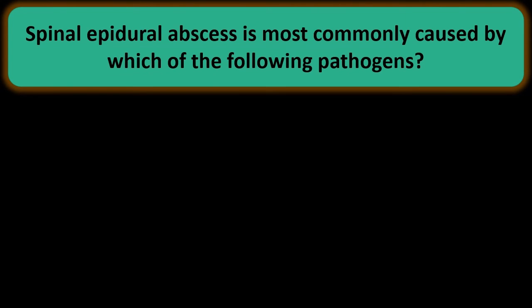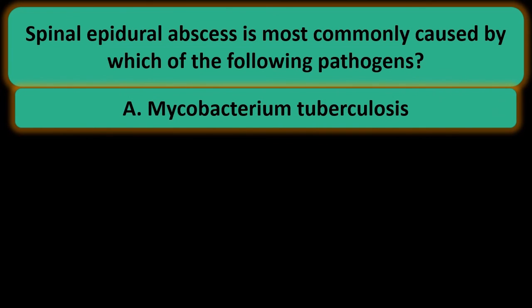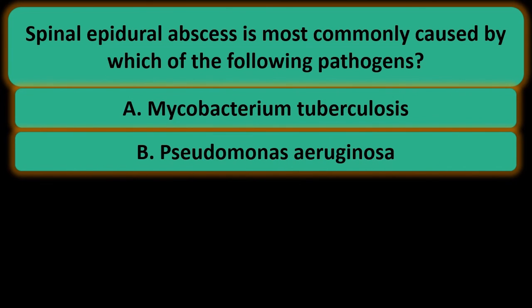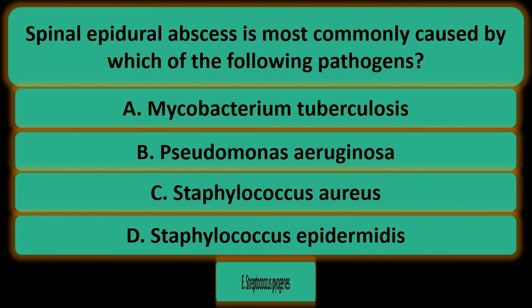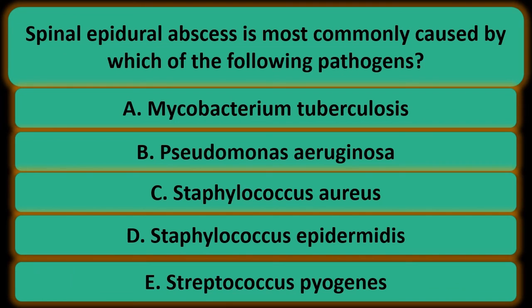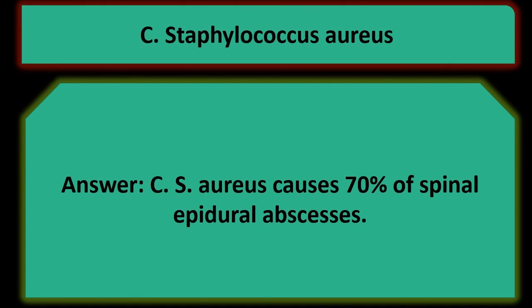Spinal epidural abscess is most commonly caused by which of the following pathogens? A. Mycobacterium tuberculosis. B. Pseudomonas aeruginosa. C. Staphylococcus aureus. D. Staphylococcus epidermidis. E. Streptococcus pyogenes. Answer is C. Staphylococcus aureus. Staphylococcus aureus causes 70% of spinal epidural abscesses.